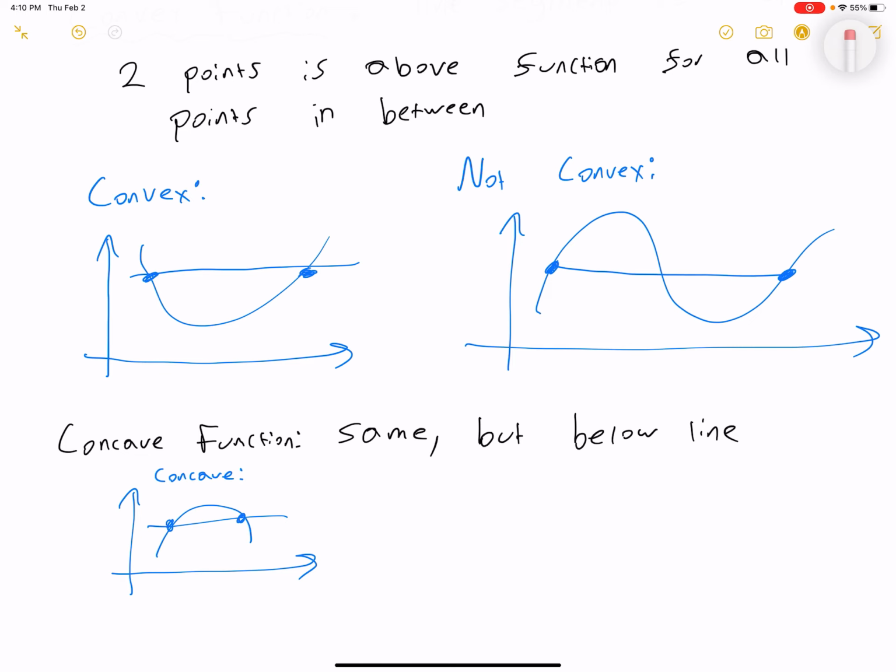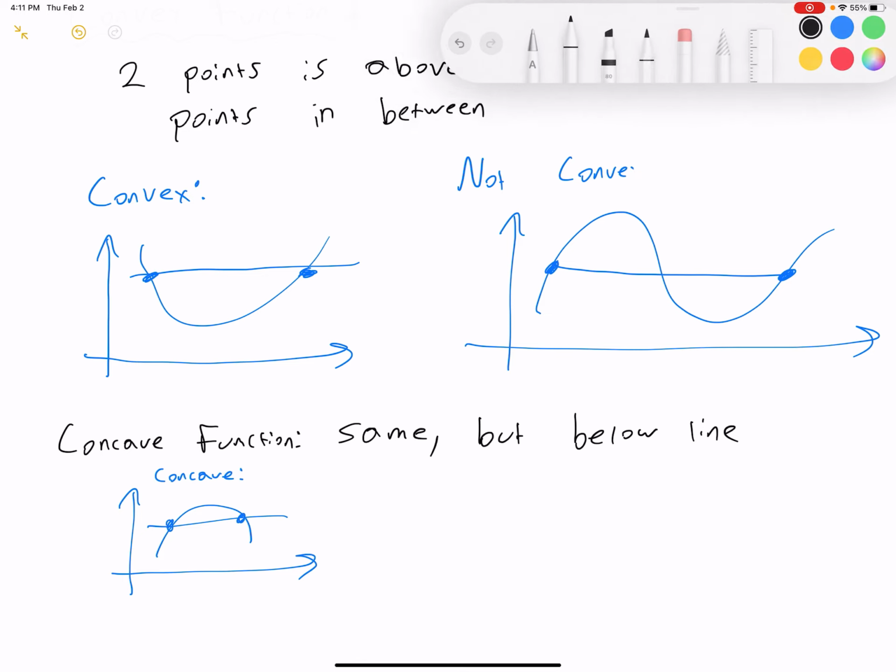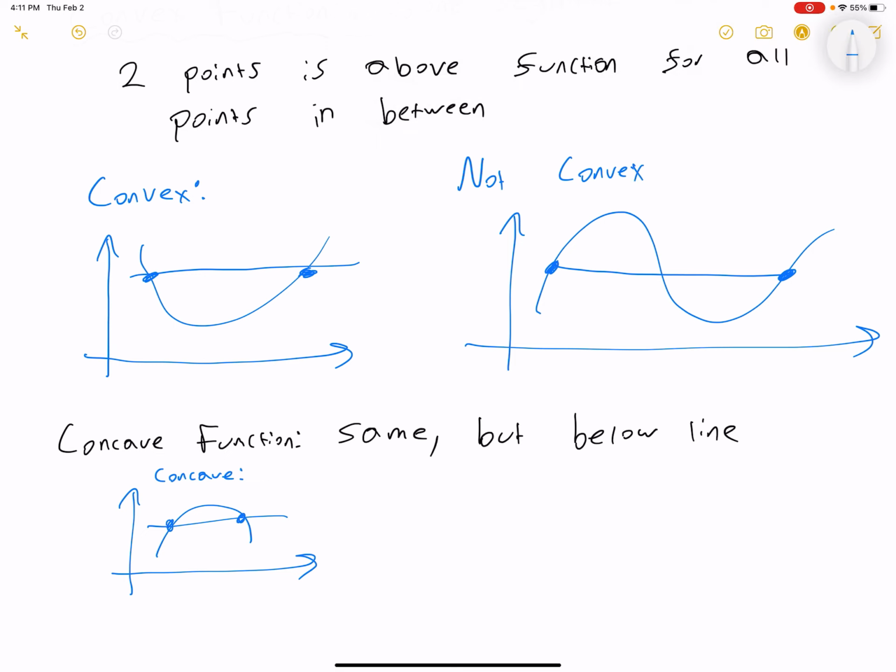Question? Yes. So can functions be neither convex nor concave? Yeah, so for example, this not convex function is neither convex nor concave. So it's not either you're convex or concave. You can be convex and you can be concave, but you could also be neither.